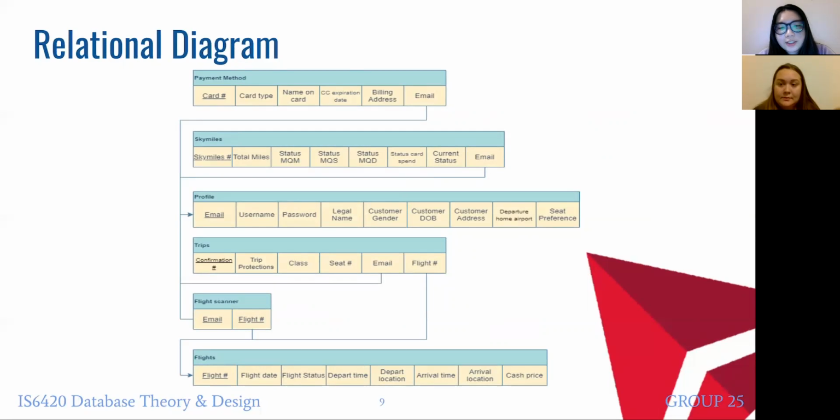We have created six. And here you'll see the relational diagram. As Melody mentioned before, we have reduced the scope of our database because we can still meet the user requirements and have a more simplified database for the purposes of this project.